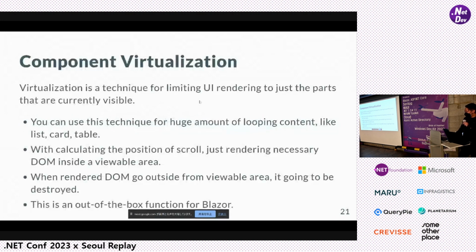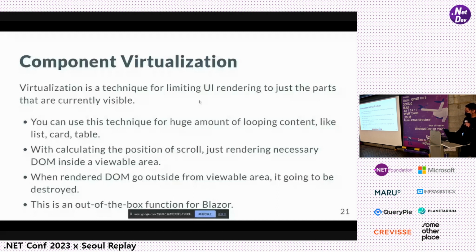So I'm talking about component virtualization. This is an alternative to pagination. This is a technique for limiting UI rendering to just the part that is currently visible. You can use this technique for a huge amount of looping content like a list, cards, or table content.